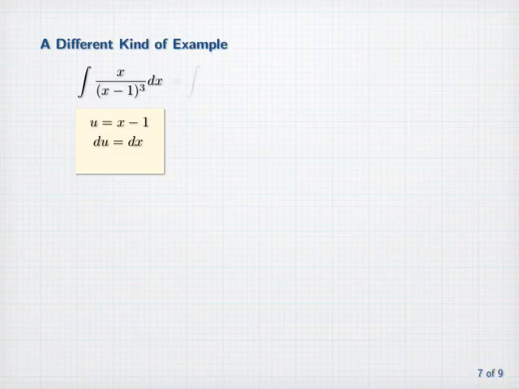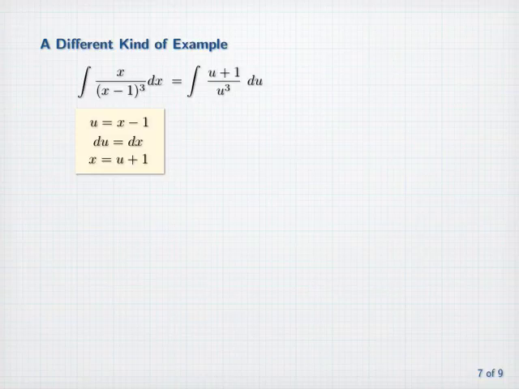So in our integral, we'll replace the denominator with u cubed, replace dx with du, and now the issue is, what do we do about x? And this is what makes this example different. Notice that the factor x is not covered by du here. Since we did not get it from du, we have to go back to the original substitution, u equals x minus 1, and solve for x. x is u plus 1, so that's what we substitute for x in the numerator.